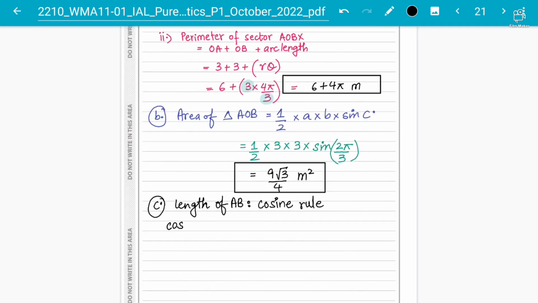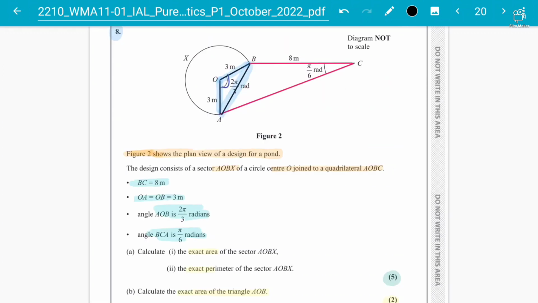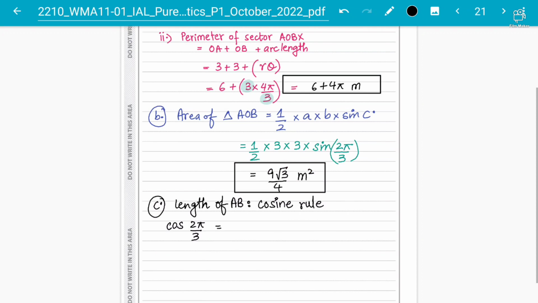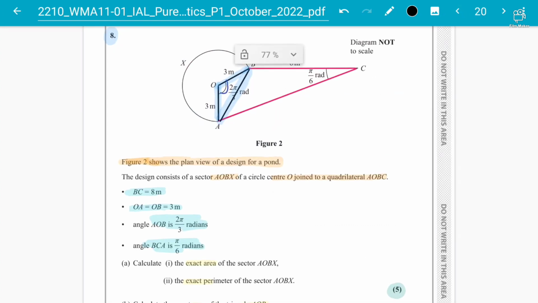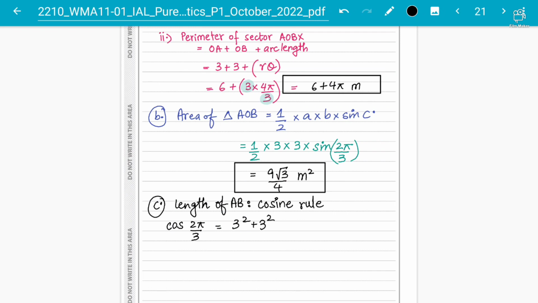So it's going to be cos 2 pi over 3. It's going to be cos theta, the cosine of the angle, times the adjacent sides: 3 squared plus 3 squared. I hope everyone knows the formula. At this stage you should know the cosine rule formula, minus AB squared. Students, subtract the AB squared. If anyone doesn't know, let me know, I'll write down the cosine rule formula as well. It's going to be 2 times A and B, the adjacent sides, 3 and 3.